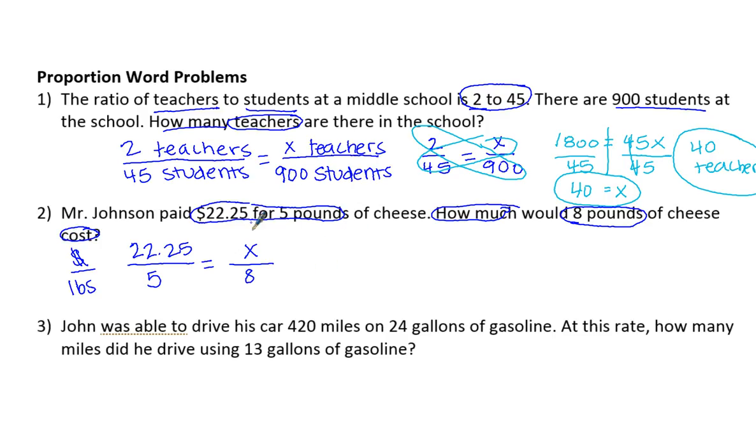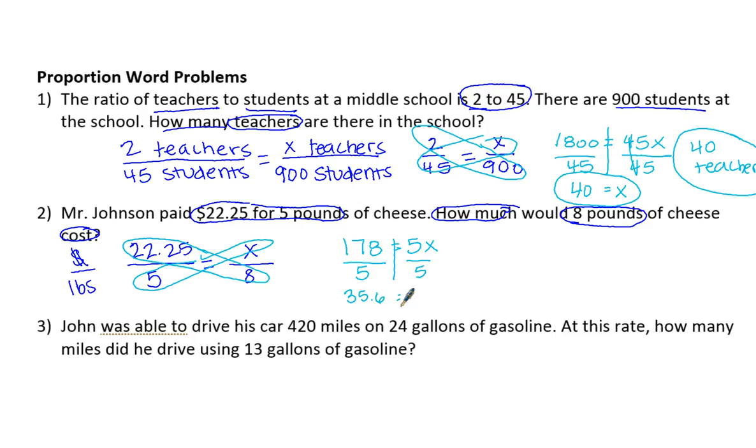So here's our proportion all set up, and now we just need to use our cross multiplication method to go ahead and solve this. So we first multiply 22.25 times 8. That's going to get us 178, and then that's going to equal 5 times x for our other cross multiplication right here. So we have 178 equals 5x. Now we have to divide both sides by 5 because x was being multiplied by 5.